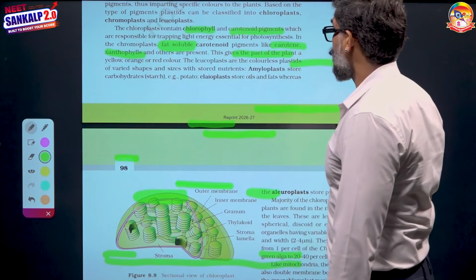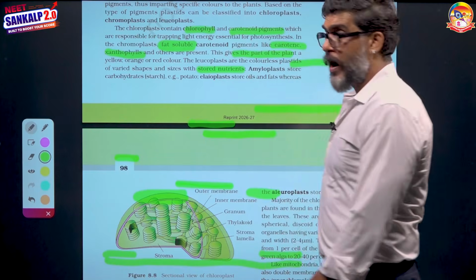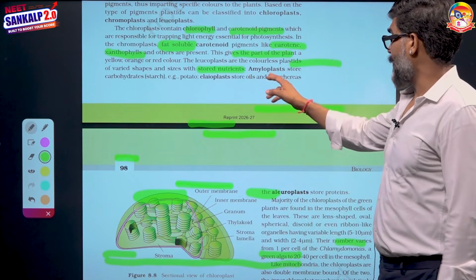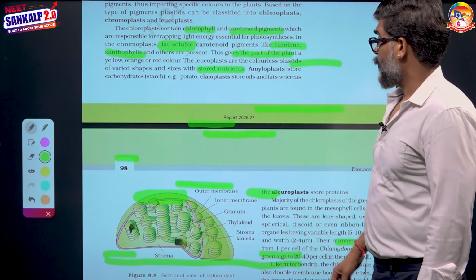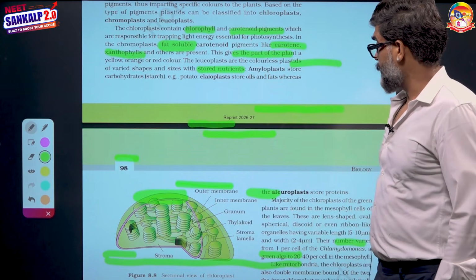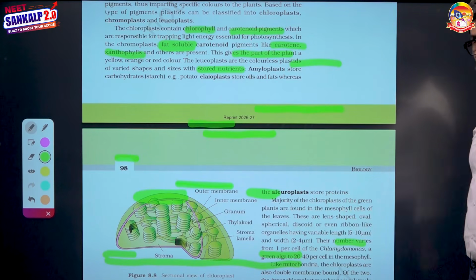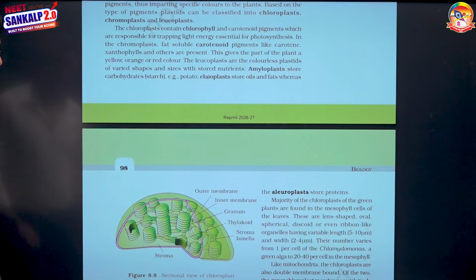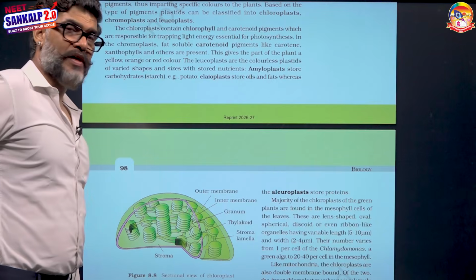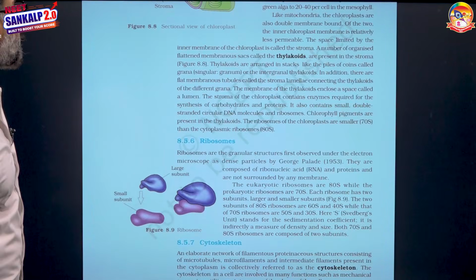They are meant for the storage of food. They are associated with the stored nutrient. Now what is the material? Amyloplast if they store carbohydrate, for example, potato. Elaioplast if they store oils and fats, whereas aleuroplast they will store proteins. So leucoplasts are of three types: amyloplast if storing carbohydrates, elaioplast if storing oils or fats, aleuroplast if storing proteins.